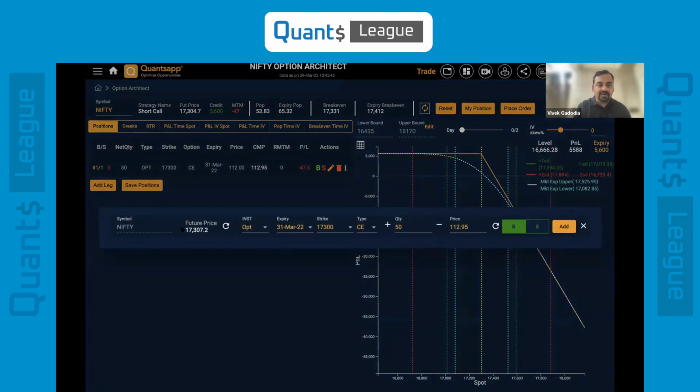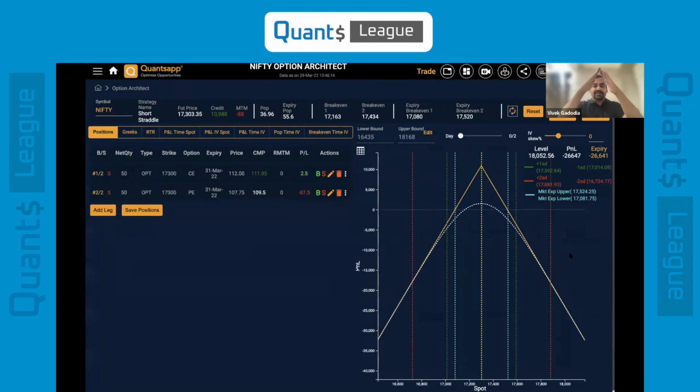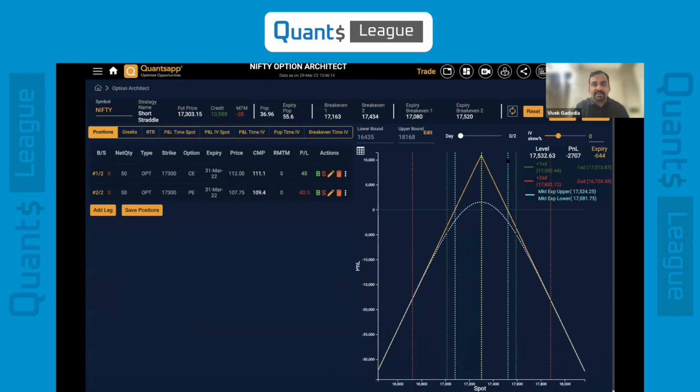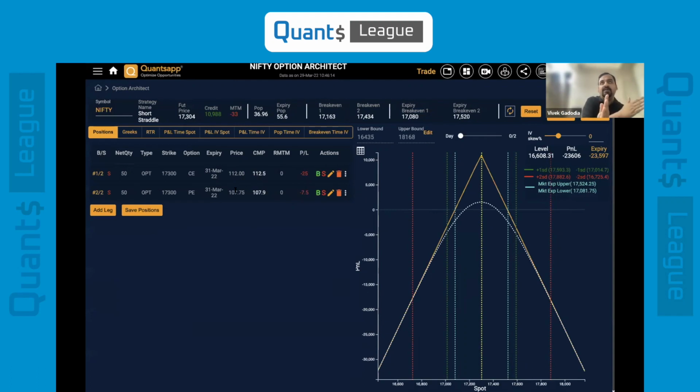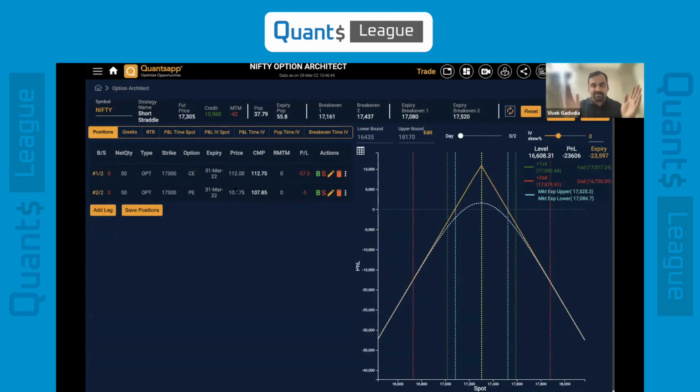So along with the call short, we'll add a put short. So we'll go short on the put. This is what it gives, a tent-like structure. Now if the market remains within this range, then we can expect to make money. We have sold this totally for around 220 rupees. So from 17,300, the break evens are 220 on the upside and 220 on the downside, so 17,520 and 17,080, let us say. That's the range.